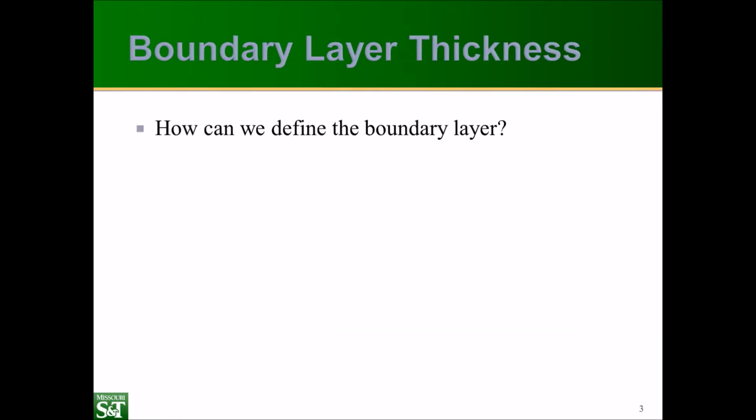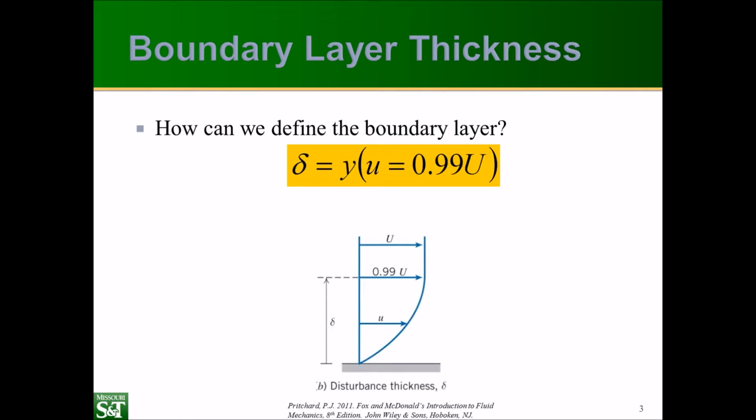The first question we have to answer is, how can we define the boundary layer? We can't generally just use where the velocity equals the free stream velocity, because some models are a little bit shaky near that boundary. So the most typical definition we use is called the disturbance thickness. The disturbance thickness is the distance from the surface where the velocity reaches 99% of what we call the free stream velocity, or the velocity far away from the surface.